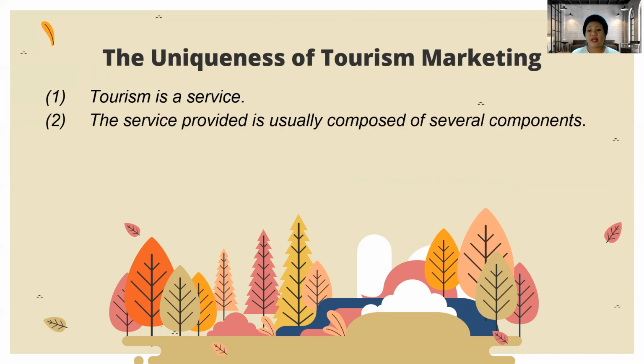Next, the service provided is usually composed of several components. In tourism, since most of our products are in the form of intangible things or services, this is composed of different components. What are these components? These are transportation, accommodation, food and beverage, and other things like souvenirs, attractions, and the like, right? So in tourism, the performance of one of the components may affect the other components.